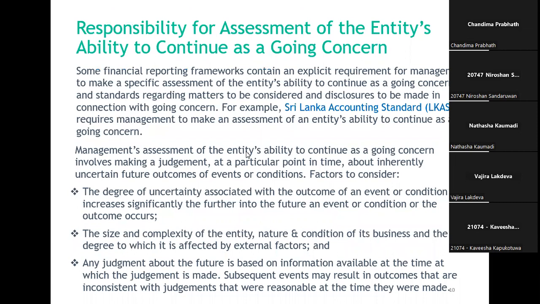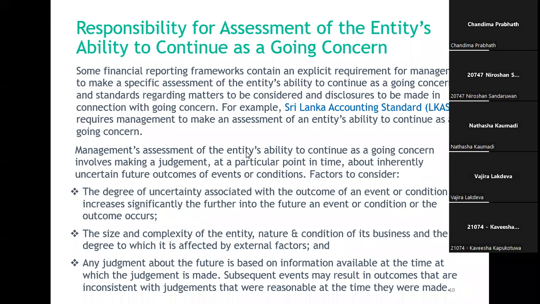Responsibility for assessment of the entity's ability to continue as a going concern. Some financial reporting frameworks contain an explicit requirement for management to make a specific assessment of the entity's ability to continue as a going concern, and standards regarding the matters to be considered and disclosures to be made in connection with going concern. For example, LKAS 1 or IAS 1 requires management to make an assessment of the entity's ability to continue as a going concern. So that is management's responsibility.